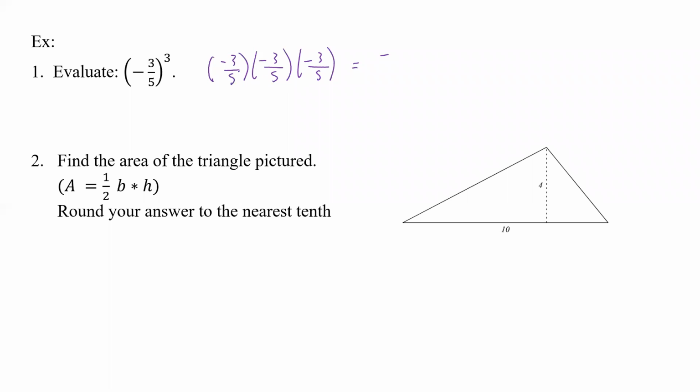Now we can't reduce anything, so we have 3 times 3 is 9. And so then 9 times 3 is 27. What about this one?